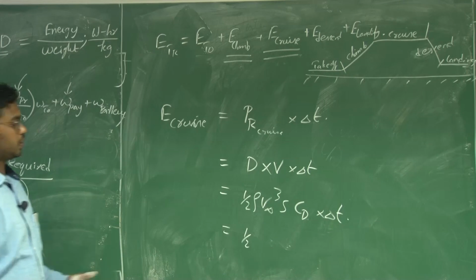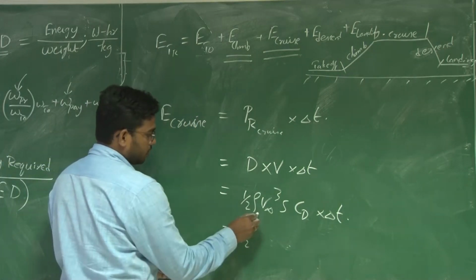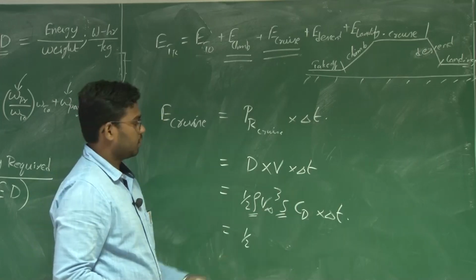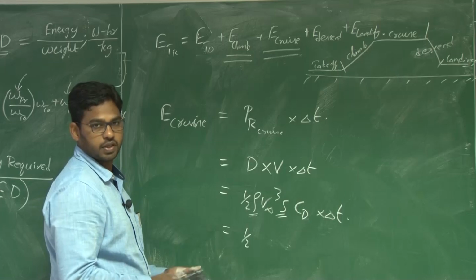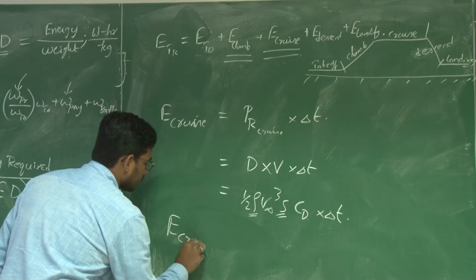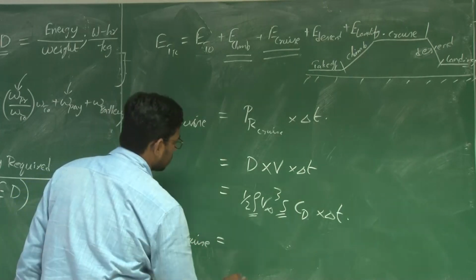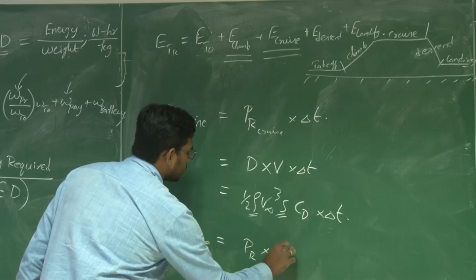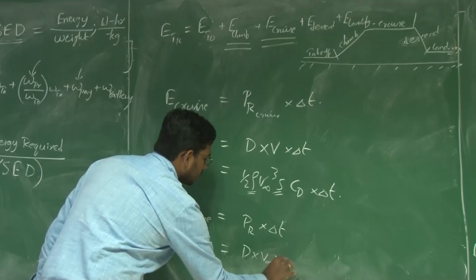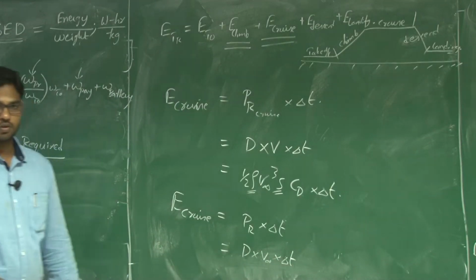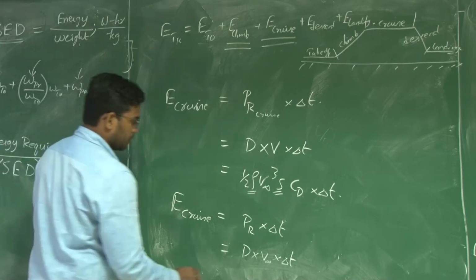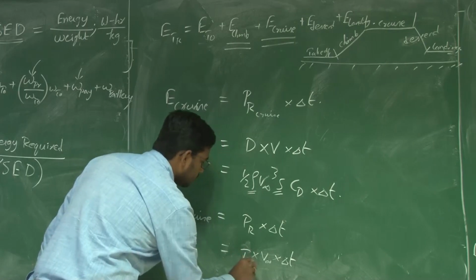There are two ways. In the first, you are actually given the information about the reference area and CD. Let us say you don't know this reference area and CD, what can I do? Energy for cruise is equal to power required into delta t, where power required is drag into velocity, or power required is thrust required into V infinity.